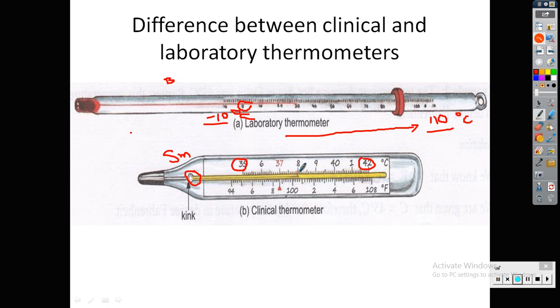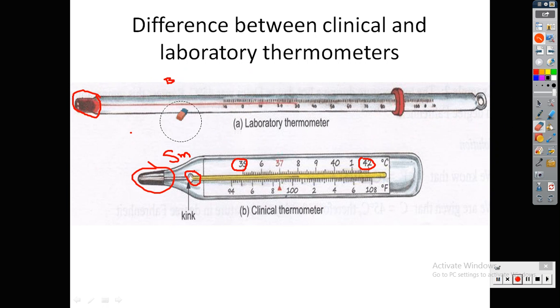Then what are the similarities between the clinical and laboratory thermometer? Both are made of glass, and both have a bulb. Both are used for measuring temperature, and both have mercury in the bulb. So these are the similarities between the clinical thermometer and the laboratory thermometer, and we have also pointed out some differences.